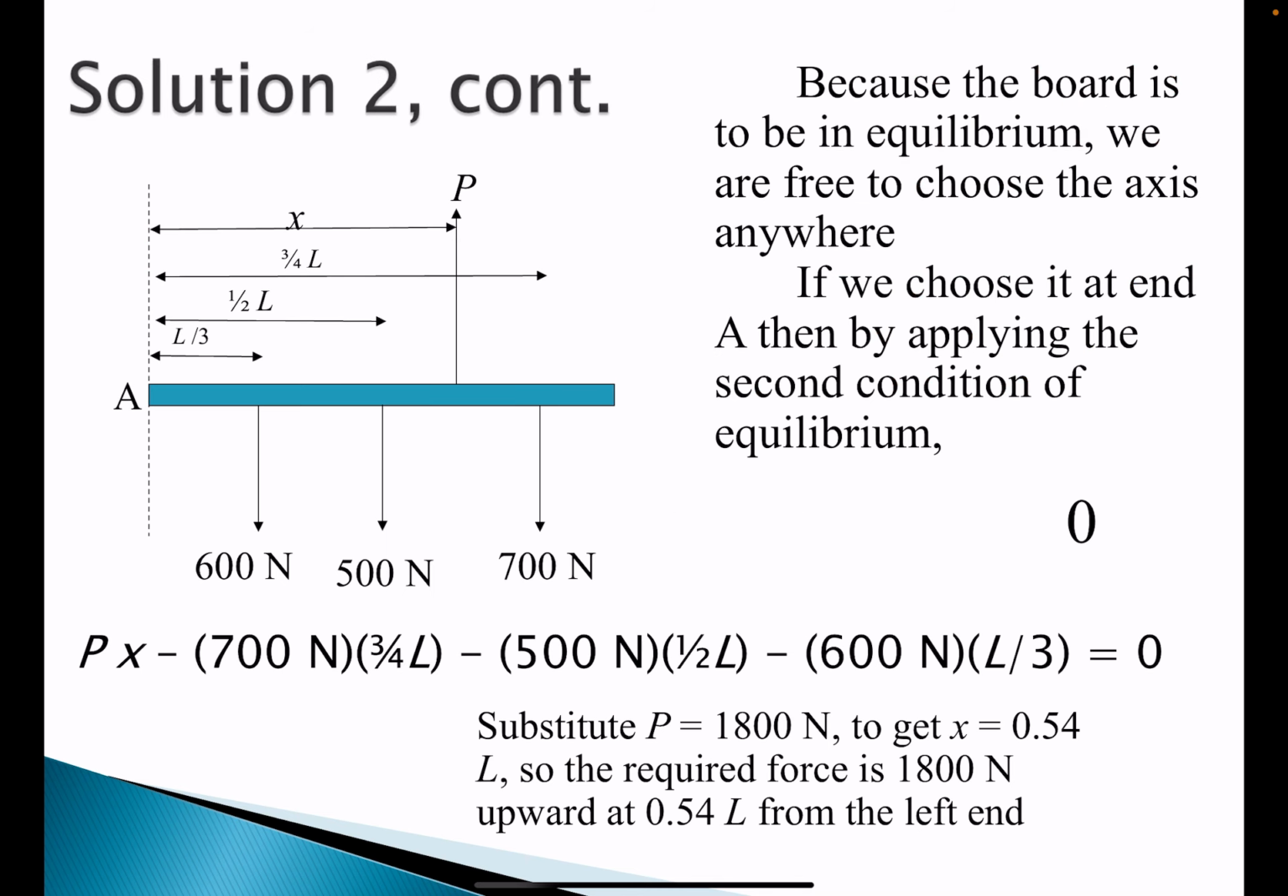And then, because the board is to be in equilibrium, we are free to choose the axis anywhere. If we choose it at end A, then by applying the second condition of equilibrium, which is sigma torque equals 0.